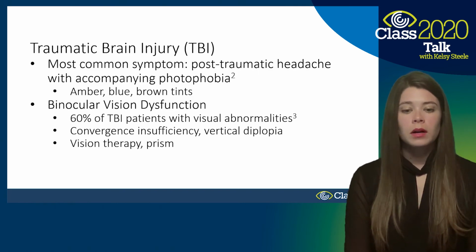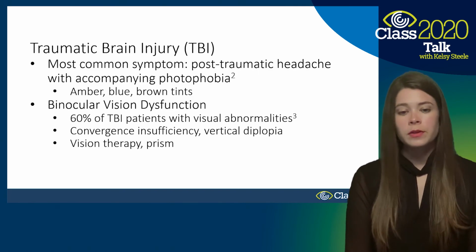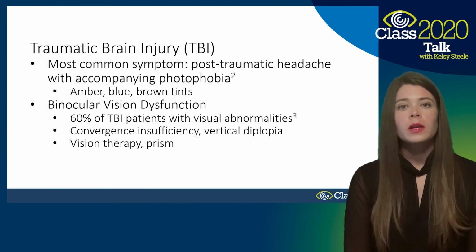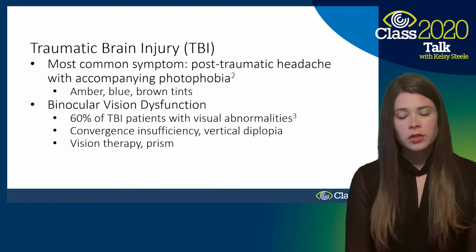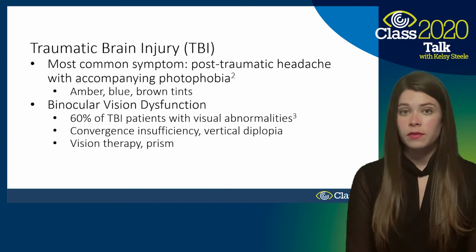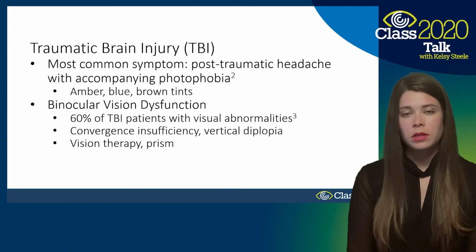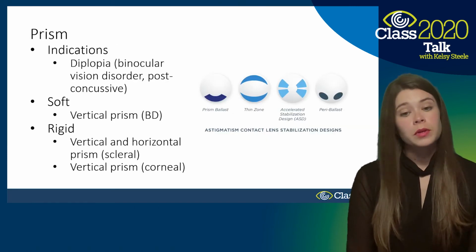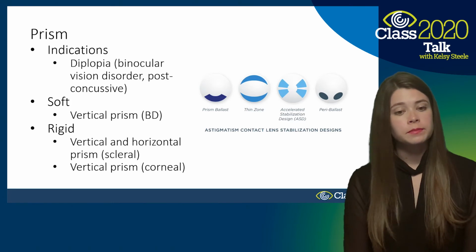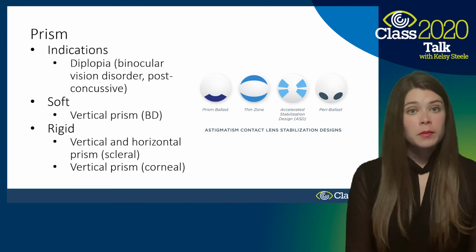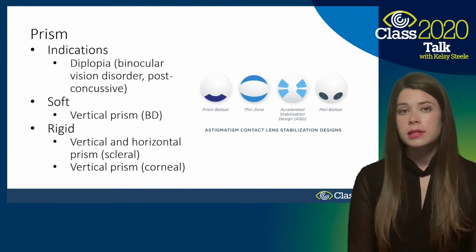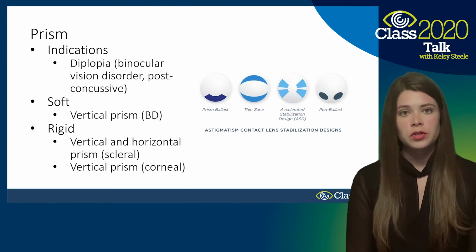Commonly, these patients will also have binocular vision dysfunction. About 60% of them will have some kind of vision abnormality. We commonly see convergence insufficiency and vertical deviation or vertical double vision with these patients. Vision therapy may be appropriate for them, and also prism. And we can come in with prism. So that might be one indication. Like I said, diplopia following a post-concussive event or binocular vision disorder.